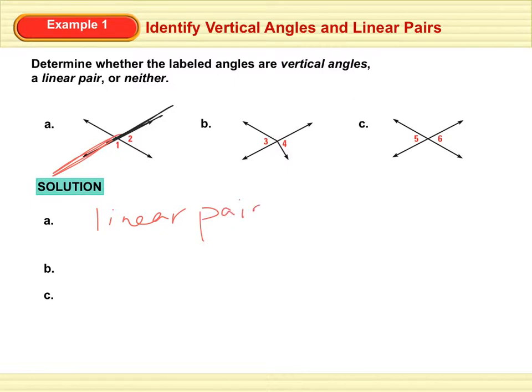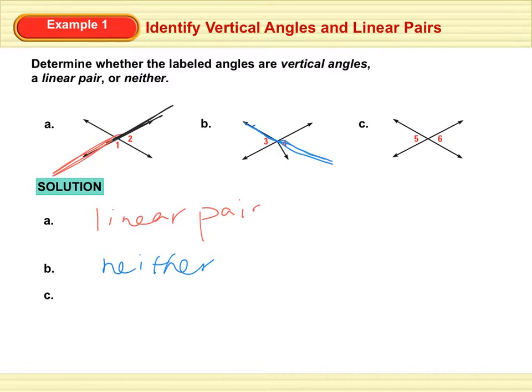Okay. For B, look at B. It really doesn't fit any of the criteria. It looks to me that either they're not on the same plane if it's 3-dimensional, or if it's 2-dimensional, this line, if I have to draw this line, if it goes straight, that would make a different angle. But because it doesn't go straight, 3 and 4 are not a linear pair, nor are they vertical angles. So the answer is neither. Okay?